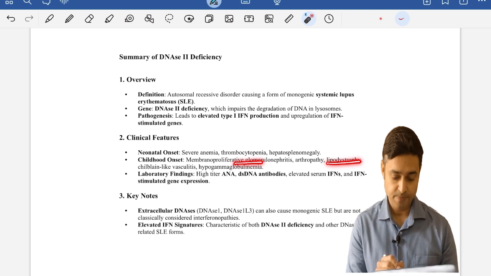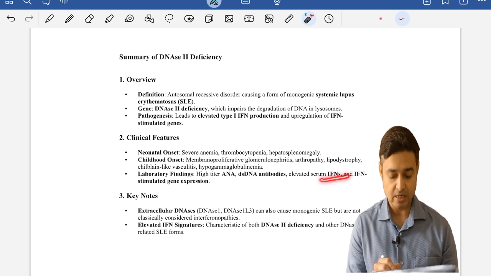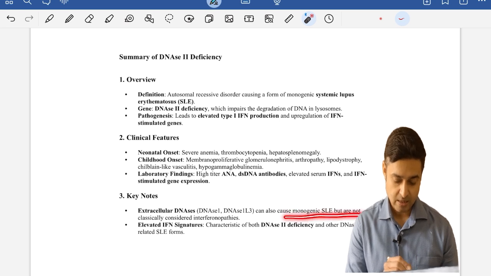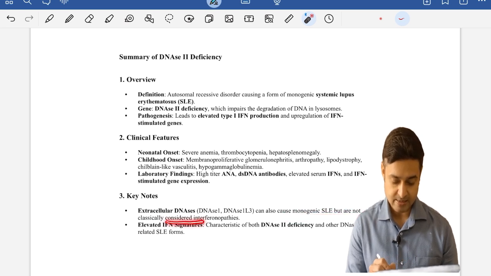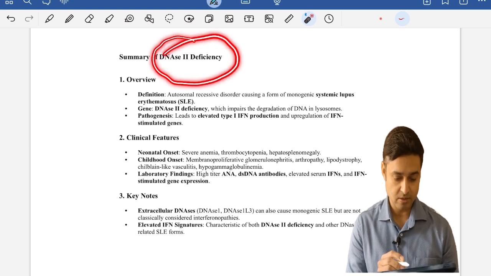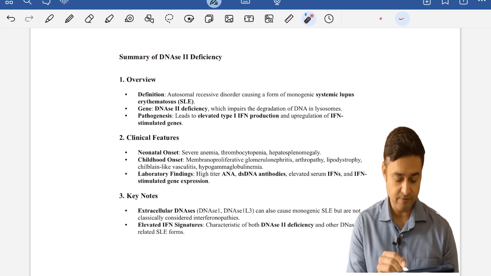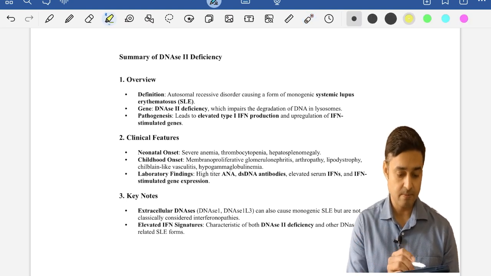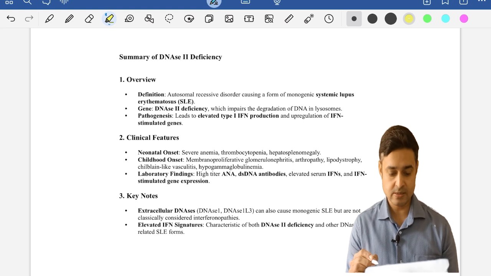Childhood onset features include MPGN and lipodystrophy. Laboratory features include high titers of ANA, dsDNA antibodies, and interferon. Extracellular DNases can also cause monogenic SLE but are not considered interferonopathies. So DNase II deficiency is called an interferonopathy. Again, we'll remember the important points from this.